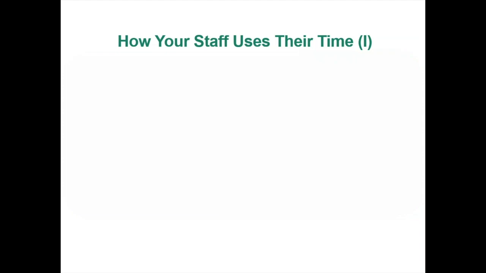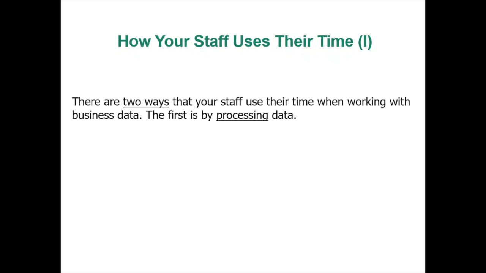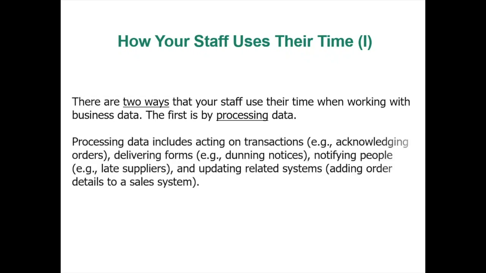So now we need to go back to those groups of people who spend their time in front office or back office activities and analyze how they spend their time. And again, we can divide that into two different areas. The first is your staff processes a lot of data. Again, you're acknowledging orders, you're delivering invoices, statements, purchase orders, etc. You're communicating with your supply chain, with your vendors. You're moving data from one application or system to another.